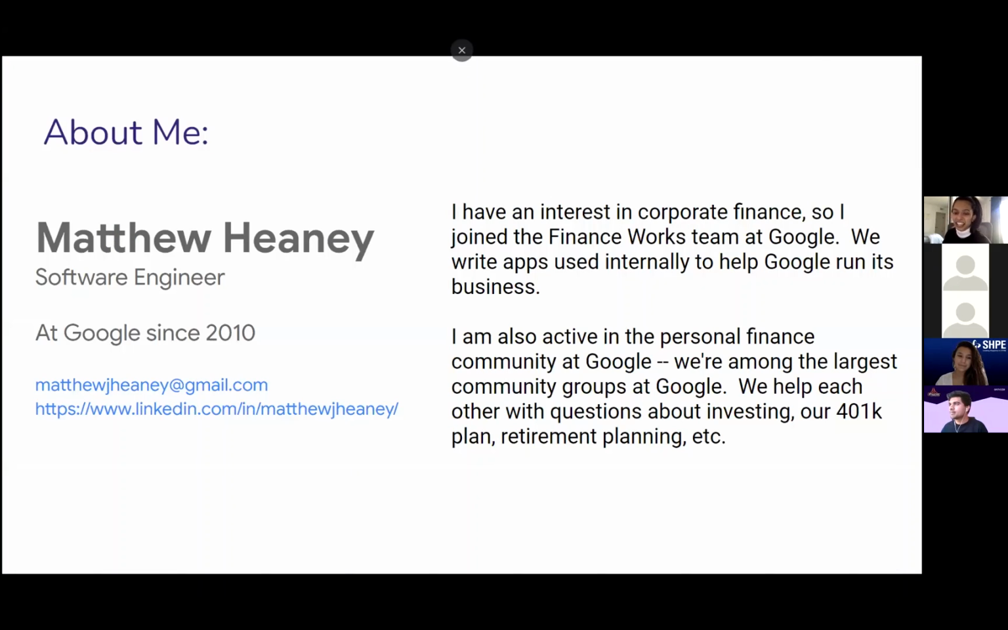So I'm an engineer at Google. I'm a software person who happens to have an interest in finance. It's a bit of a hobby. And there's a group within Google called Finance Works. We write applications used by the people in Google who work in finance, and they use our tools to help Google run its business.